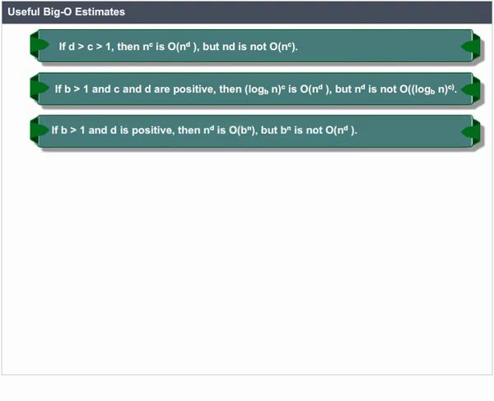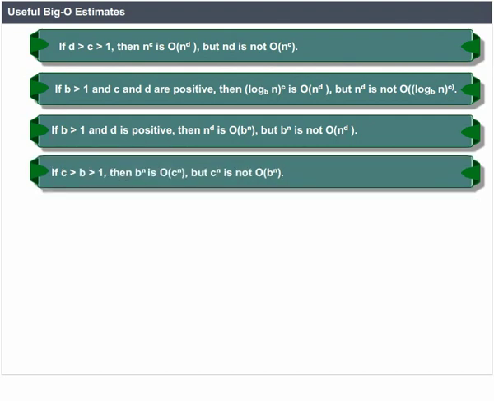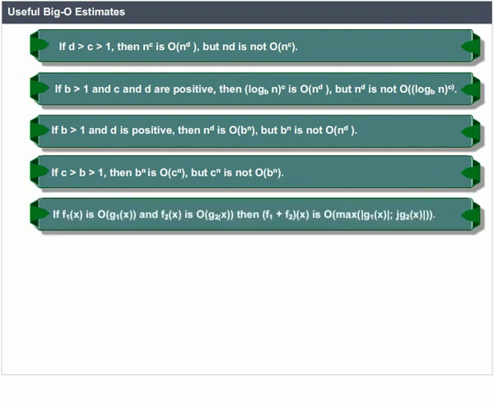If b > 1 and d is positive, then n^d is O(b^n), but b^n is not O(n^d). If c > b > 1, then b^n is O(c^n), but c^n is not O(b^n).